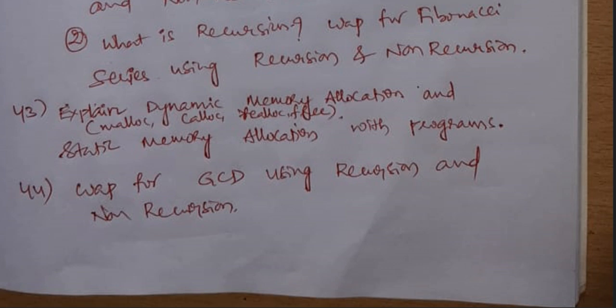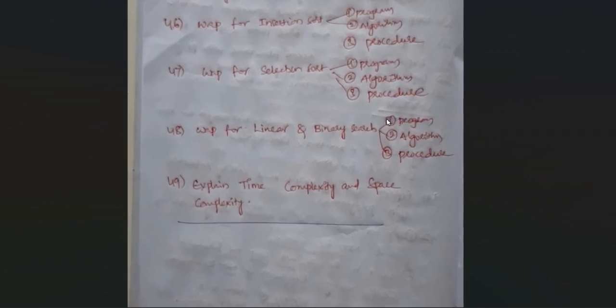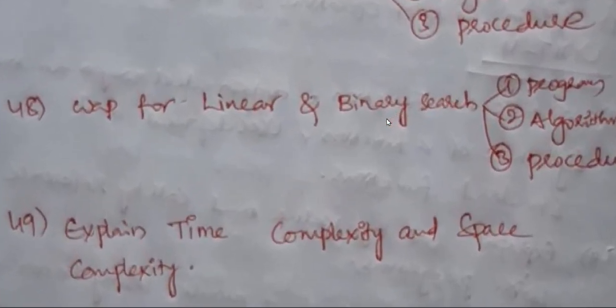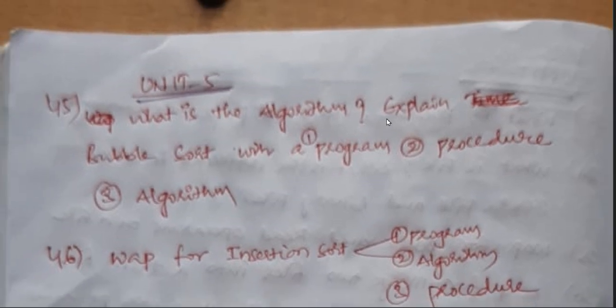Next, you see here, from all units we are discussing. Okay, here from unit 5, what is the algorithm? Short question. Sometimes in a long question, what's the algorithm?